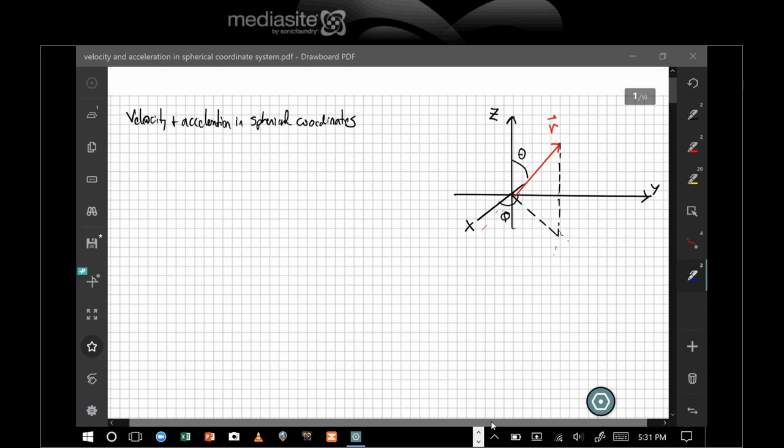So what I have shown here is a Cartesian coordinate system. It's always good to go back to a Cartesian coordinate system. I have some point in space, and I have a position vector R. What I like to do is first write down the position vector in spherical coordinate systems. Obviously, a point in a spherical coordinate system has an R value, a theta value, and a phi value.